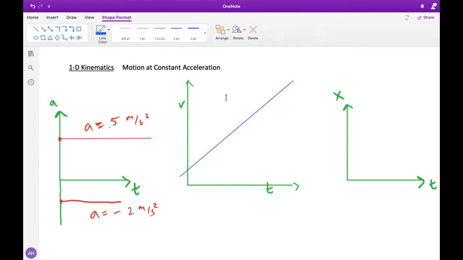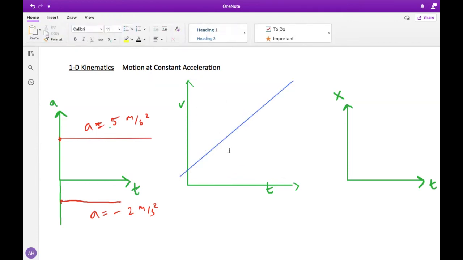Kind of like so. Of course, it can also be a diagonal line going downwards, or it can be any which way, but it's going to be a linear line that has a constant slope. So let's look at this graph here.